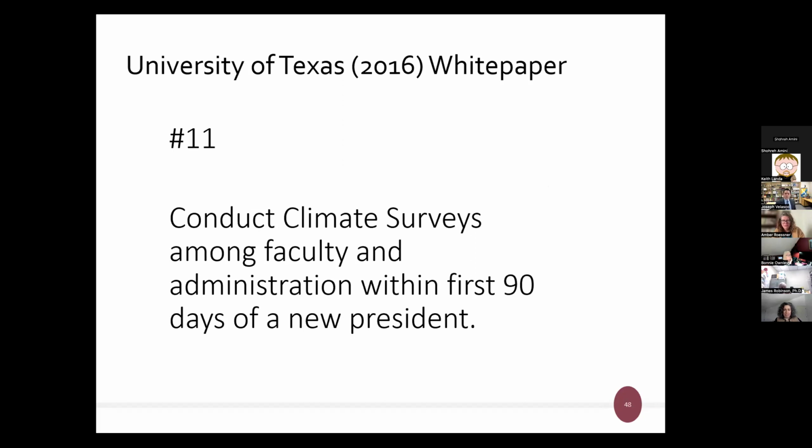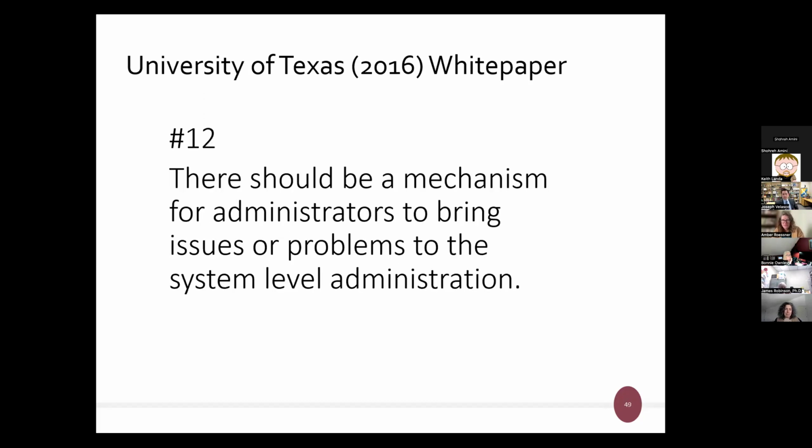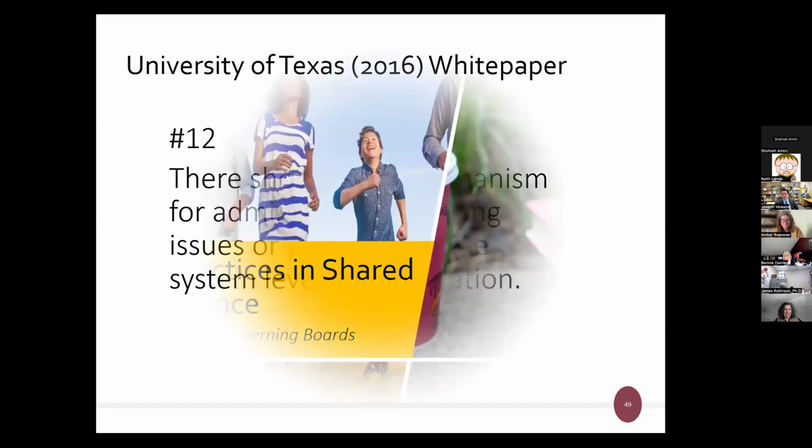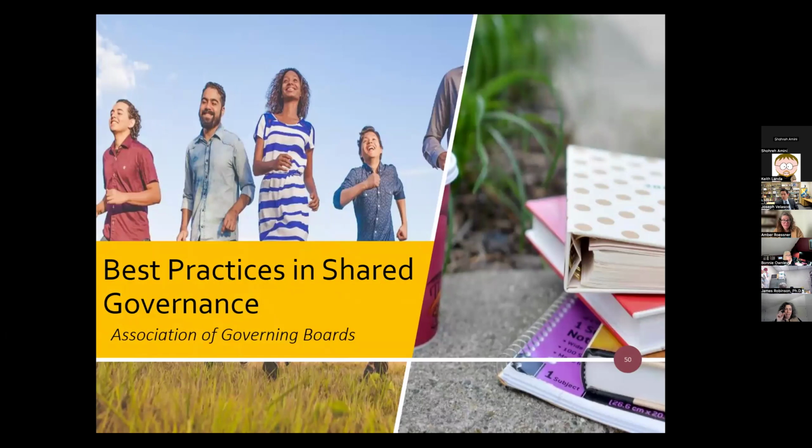Number 11, conduct climate surveys. There's 12 of these, by the way. Conduct climate surveys among faculty and administration within the first 90 days of a new president. Number 12, there should be a mechanism for administrators to bring issues or problems to the system level administration. All right. Now, according to the Association of Governing Boards, I got 5 more.